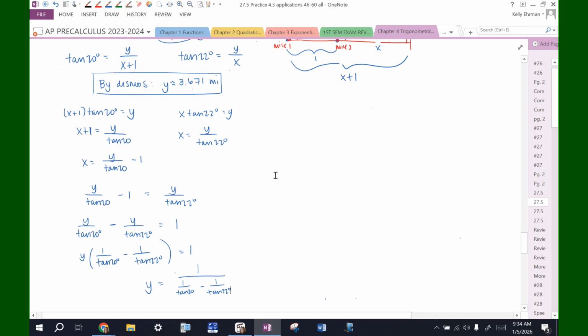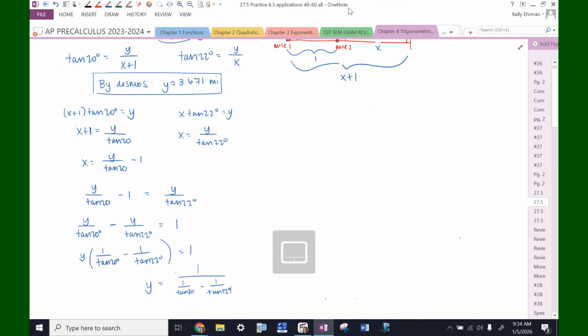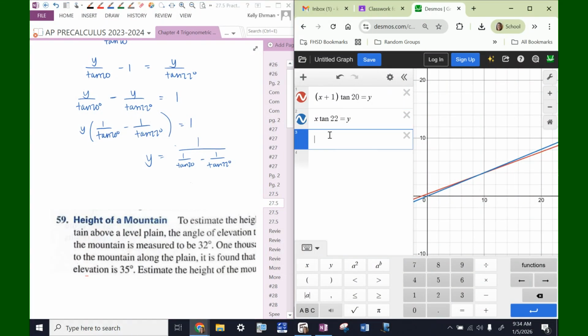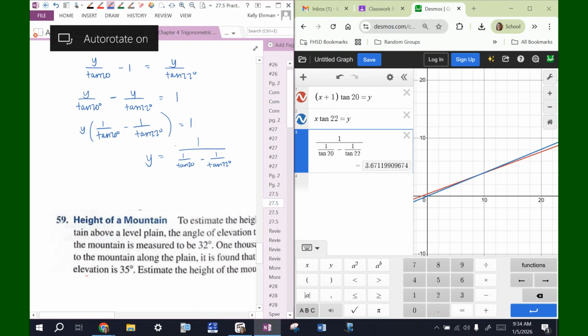Well, let's see if I get the same answer if I type this thing in. You are not required, by the way, to type this whole thing in. I'm just showing you some of the math behind this. It's got the same answer. It's good to know several ways to solve a problem so that if one way isn't working for you, you can still get to the answer.